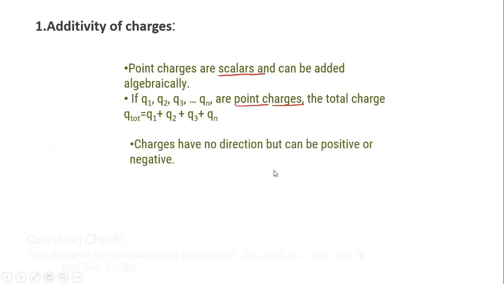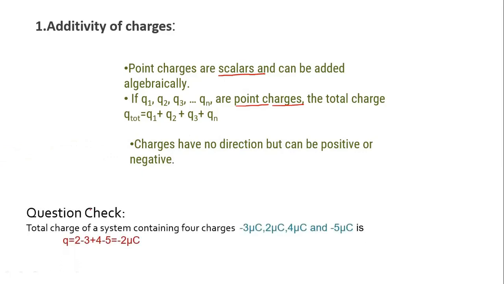Let us see an example of this additivity of charge. We have a question to check. The total charge on a system containing 4 charges: minus 3 microcoulomb, 2 microcoulomb, 4 microcoulomb and minus 5 microcoulomb. So the total charge on the body will be what? The algebraic sum. That is, these numerical values are added with the help of the sign only. So the total charge on the body will become minus 2 microcoulomb. That is, the net charge on the body is negative. I hope this is clear to you.